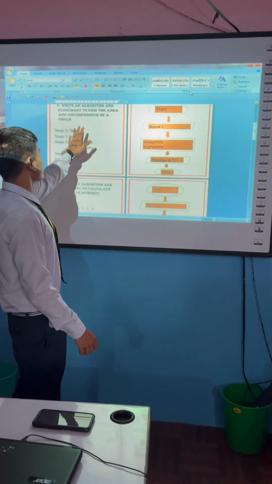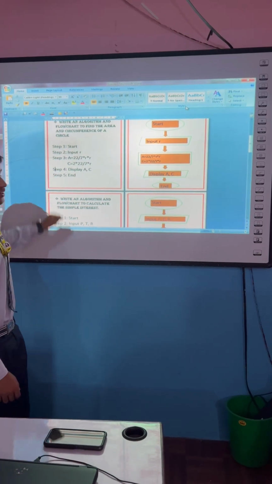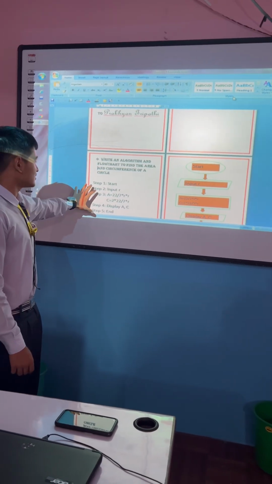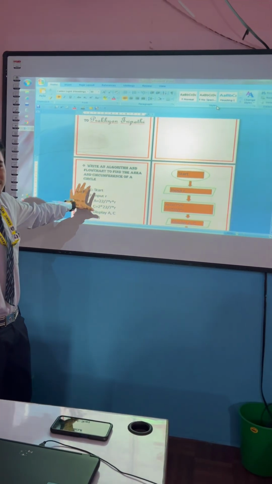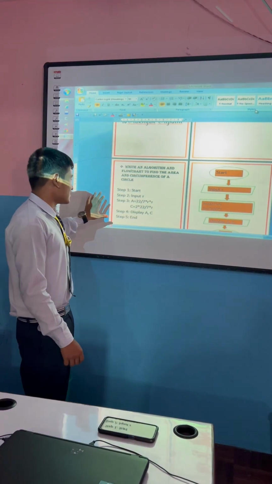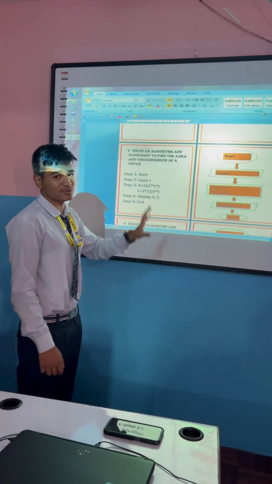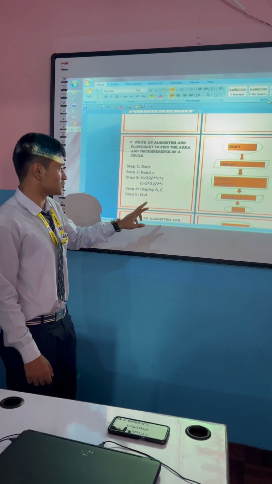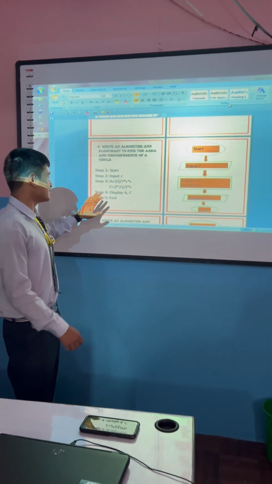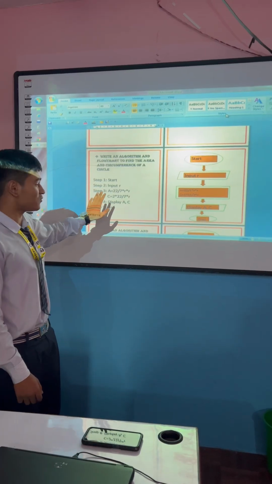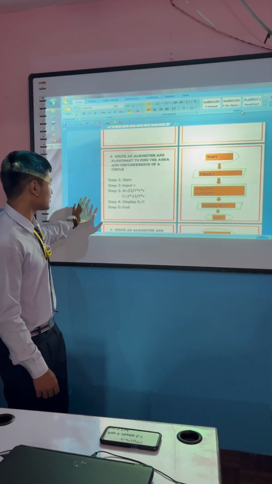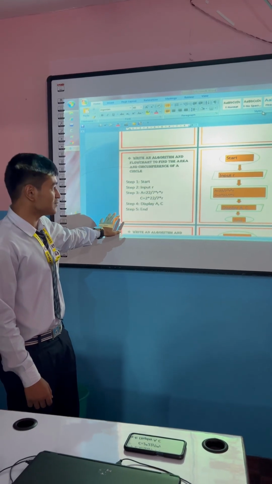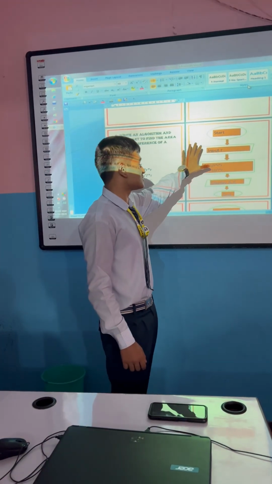So it is a flowchart of the area of a circle. Firstly we have to learn the steps, and the first step is always start, and the last step is always end. The second step is we have to input R, and the third step is area A equals 22/7 into R square. It is a formula of the area of a circle. Step 4 we have to display A and C. Step 5 is end. Now you can see the flowchart.